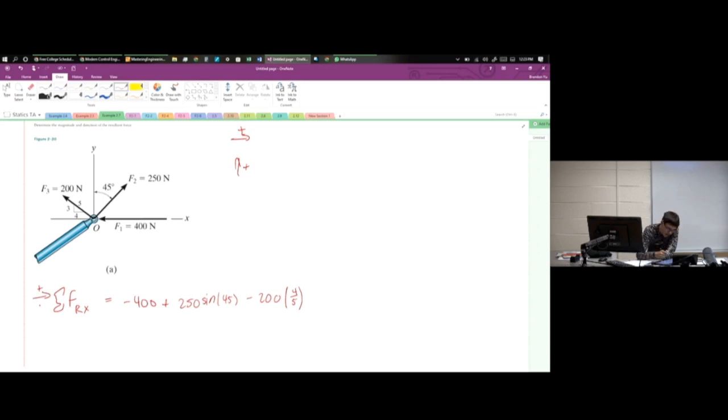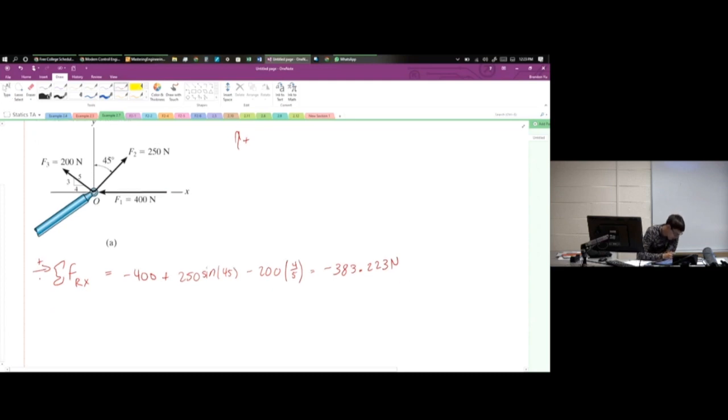All right, so if we were to plug this all into a calculator, we're going to get negative 383.223. And what are the units here? Newtons, right? And then we're going to have the upward positive sum of forces in the y direction, right? So who can tell me what these would be?